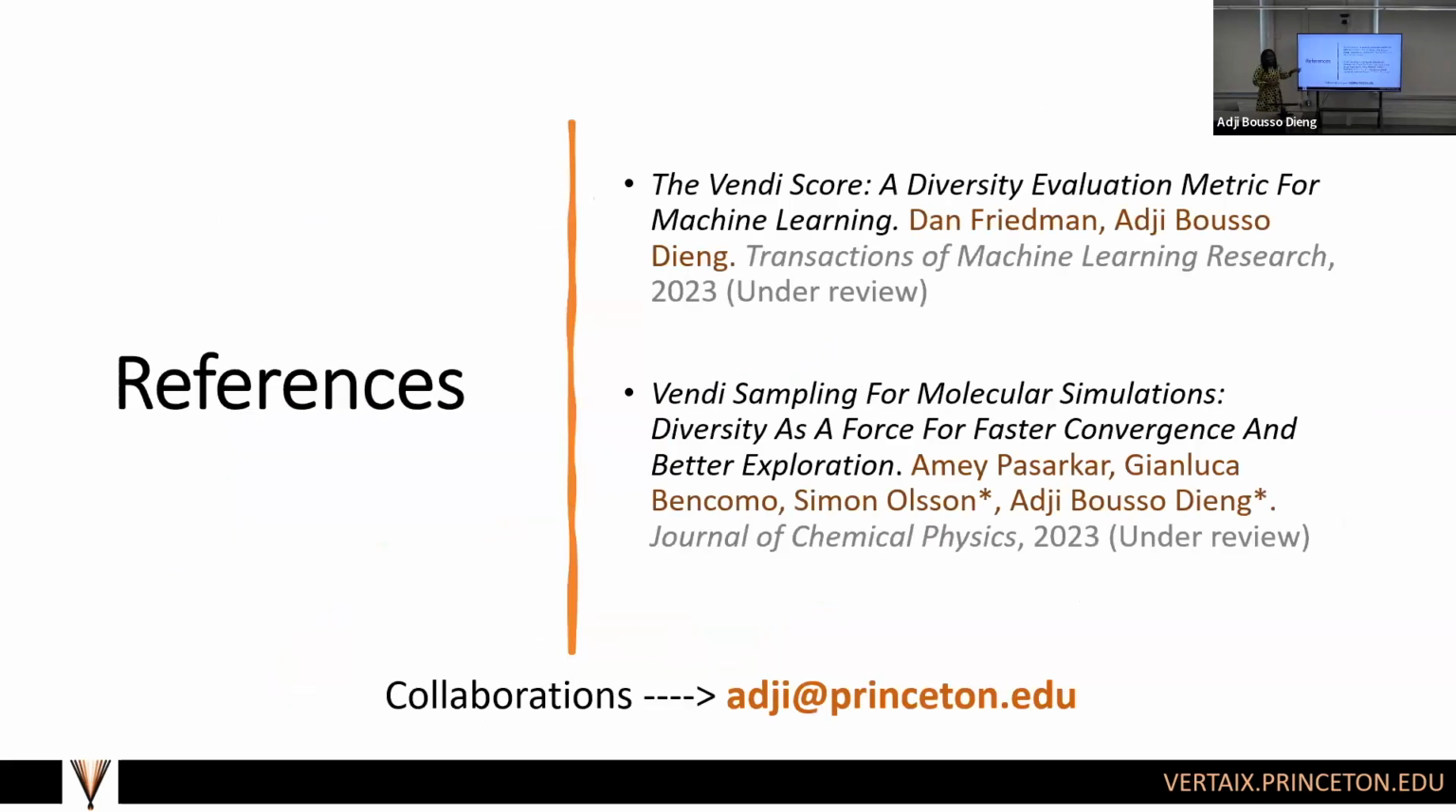So for these 2 things that I discussed today, the references are these 2 papers. The first one is the Vendi Score diversity evaluation metric for machine learning that I worked on with an amazing CS student at Princeton, Dan Friedman. And the second one is Vendi sampling for molecular simulations, diversity as a force for faster convergence and better exploration, that I worked on with 2 amazing students, Amey Pasarkar, Gianluca Bencomo, and a great collaborator of mine, Simon Olsen. And these are both under review.